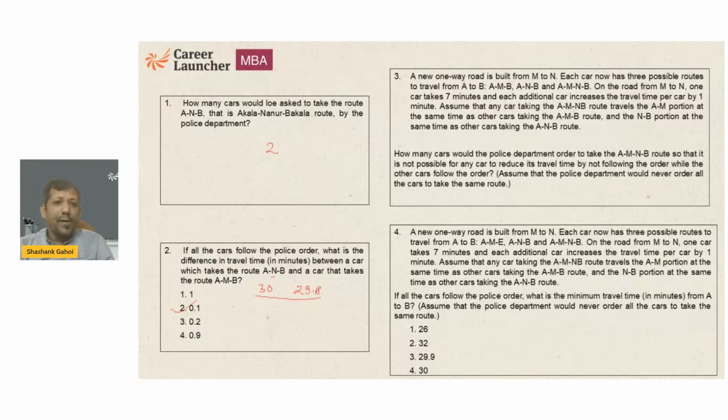Now, let's go for question number 3. And there is a lot of additional information that is given. Now that might be a little problematic. We need to read everything. So I'm going to draw here A, B. This is going to be M. This is going to be N.